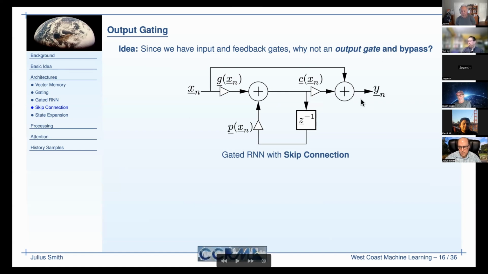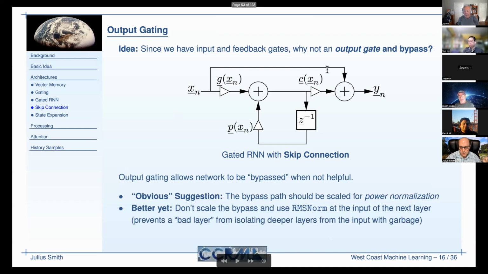Then we'll just pass it on through. And of course, based on what I've been saying, you would expect me to have a power normalized gain here. So this should be essentially 1 minus C squared in this path. And so that would be what my theory would suggest. But we know better, right? We know that the residual connection, the skip connection, doesn't do that.